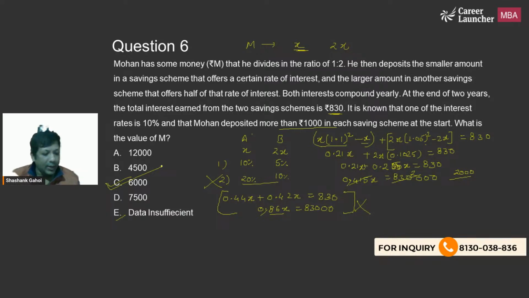So understood everyone? सबको समझ में आ गया ये वाला कैसे करना है? So the question is simple, a simple compound interest question. Just this is a question where you have two different possibilities. That's it. Got it?